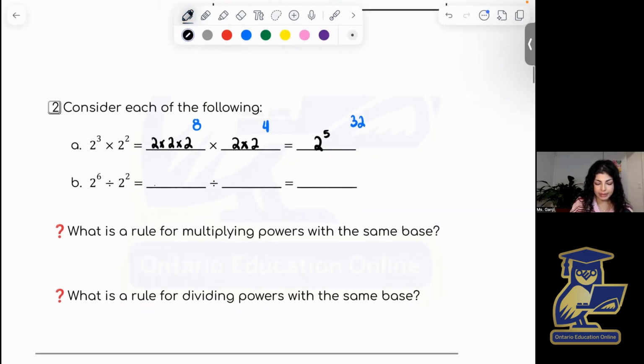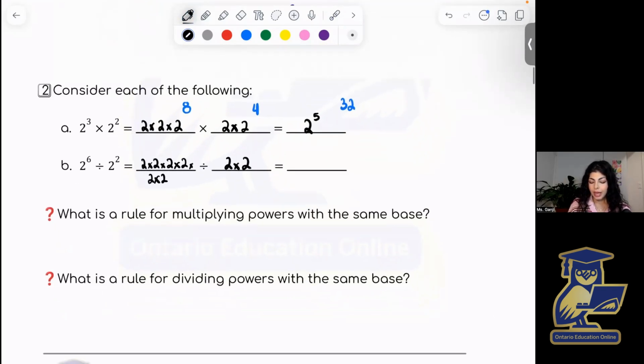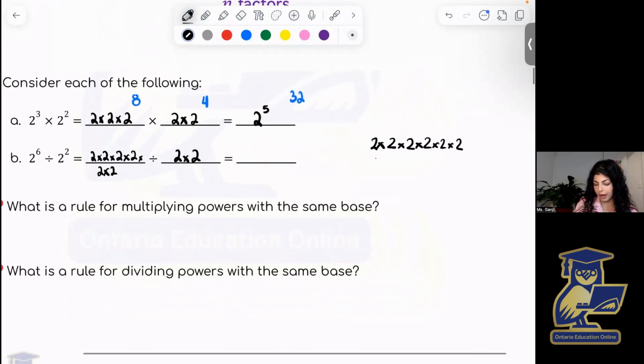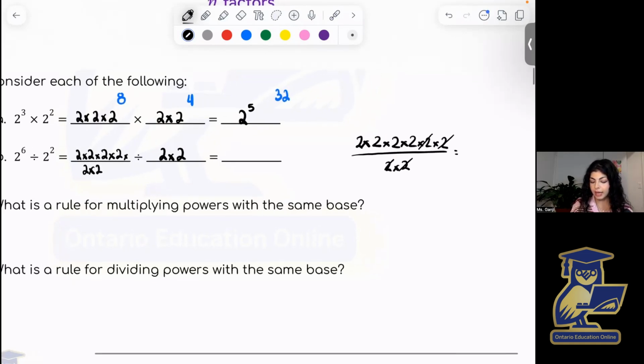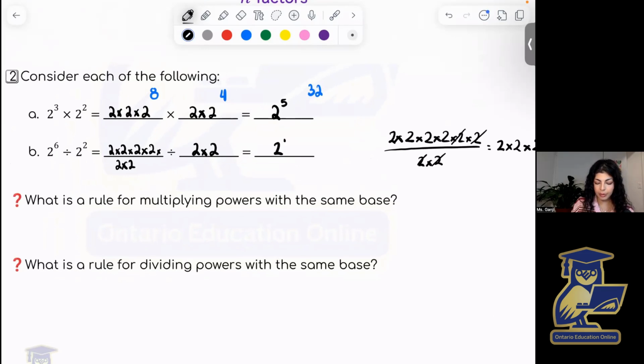Now, 2 to the power of 6, again, if I write it out, and then divided by 2 times 2. And perhaps let me write this as a fraction, which might be a little bit easier to see, because remember, division is just a fraction. So if I have this form, then really I'm just simplifying out those two 2's, and I am left with 2 times 2 times 2 times 2, or in other words, 2 to the power of 4.